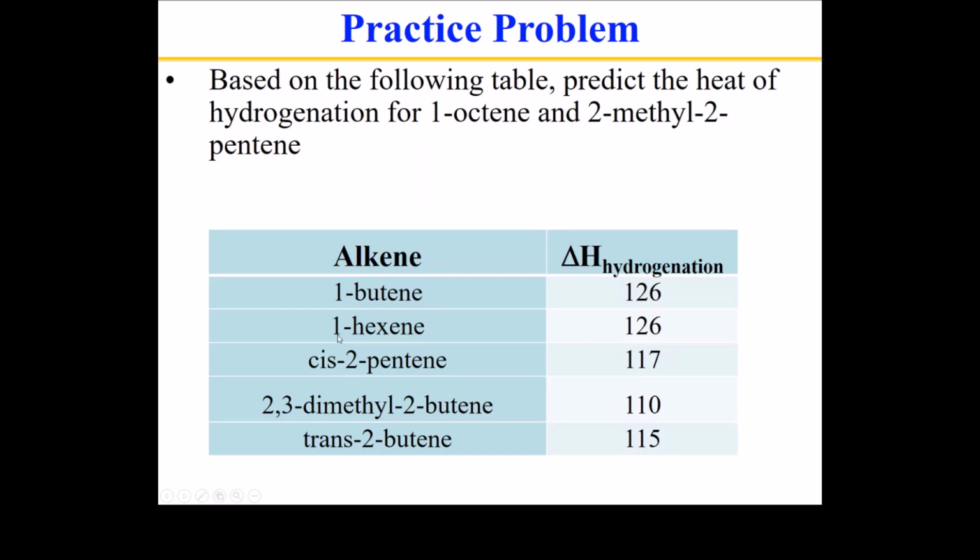Butene has 4 carbons, hexene has 6 carbons, cis-2-pentene has 5 carbons, and yet when I hydrogenate them, this doesn't tell me about the stability of the compound. It's telling me that the double bond, the pi bond in 1-butene and 1-hexene are just as stable. They're both monosubstituted. And the double bond in cis-2-pentene is more stable because it gives off less heat when you hydrogenate that. And we expect that because it's a disubstituted alkene.